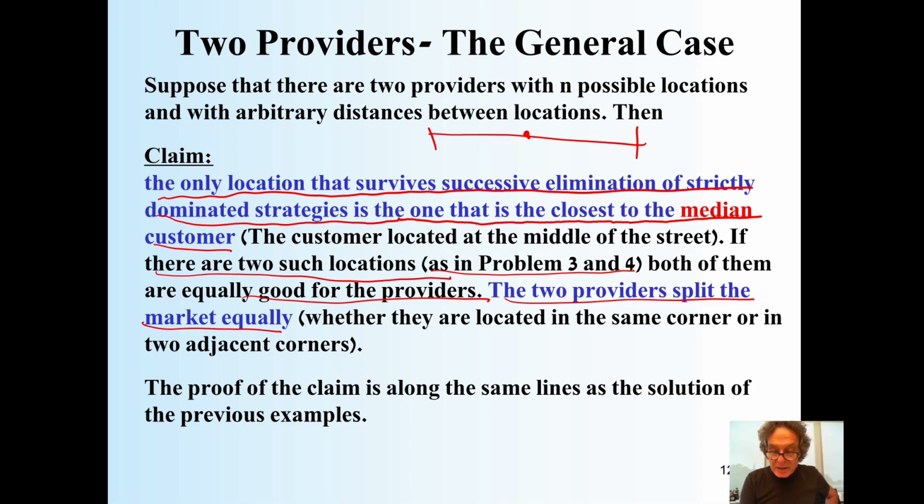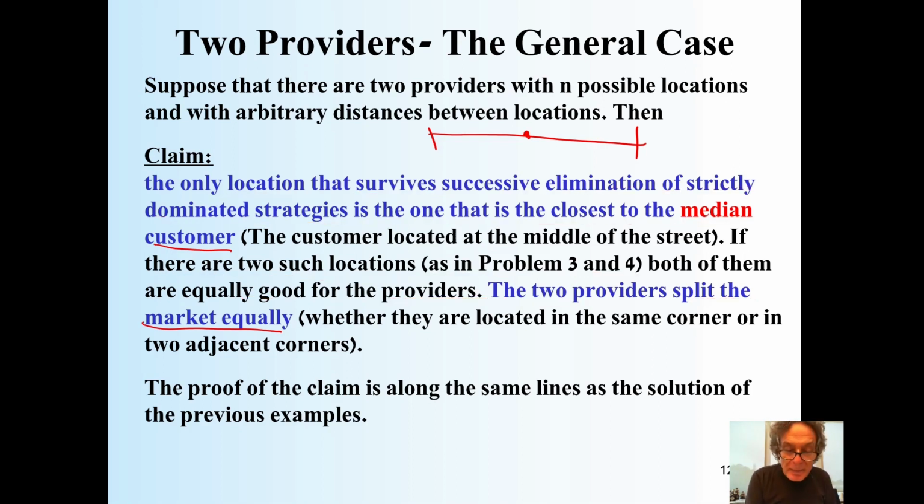The proof of the claim is along the same lines as before: you start by strictly dominating the endpoint and you continue like this as demonstrated before. But what does it mean? Let's say the median customer, this is Mr. Median. Up to him and after him you have the same mass of customers. Half of the customers here, half of the customers here, and this is Mr. Median. Okay, so now let's see how it goes.